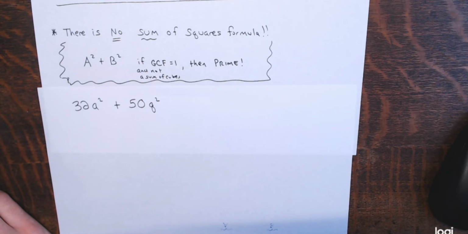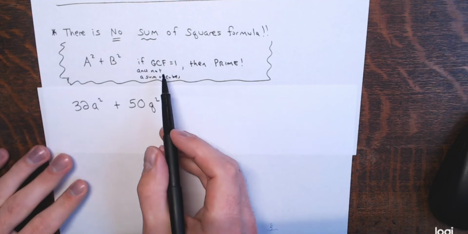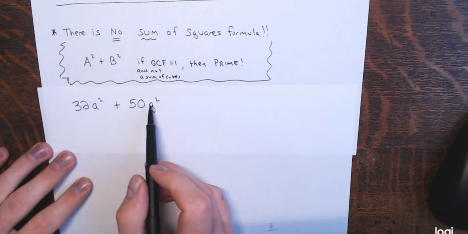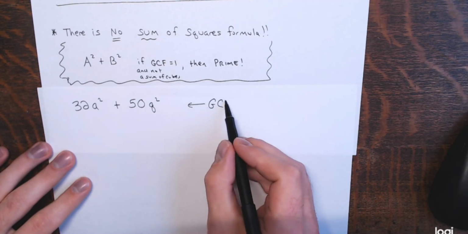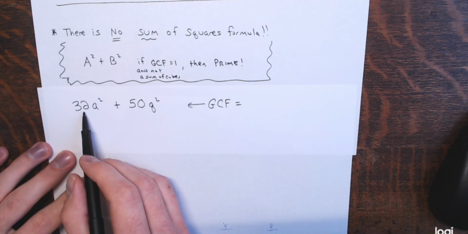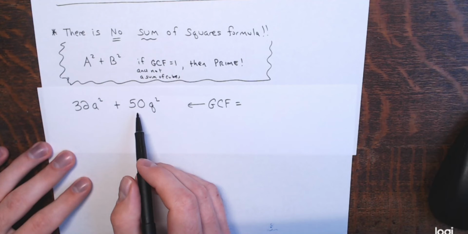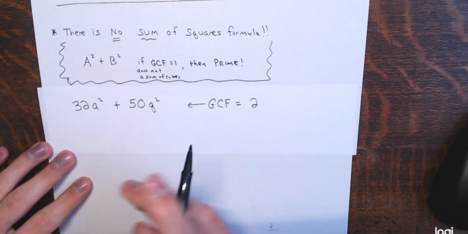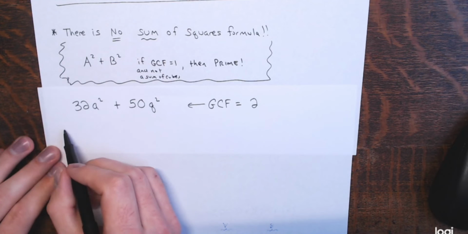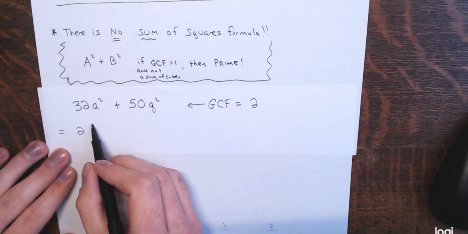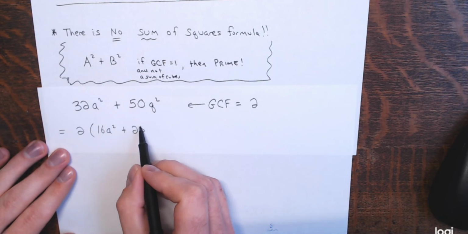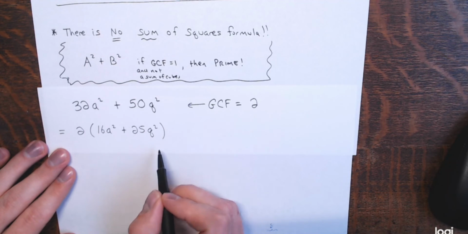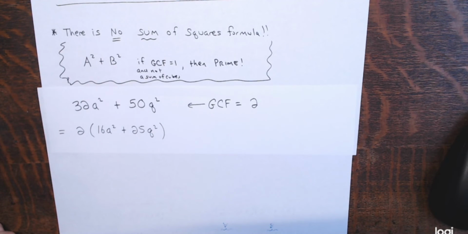The only way I'm going to be able to factor this is if it's a sum of cubes, or if it has a greatest common factor that's not 1. Well, there are no cubes here. These are squares. But I do notice that there is a greatest common factor, though, that's not 1. 32 and 50 both have a common factor of 2. So I can at least factor that out. So this is 2 times 16a squared plus 25q squared, and that's it. That is all I can do.